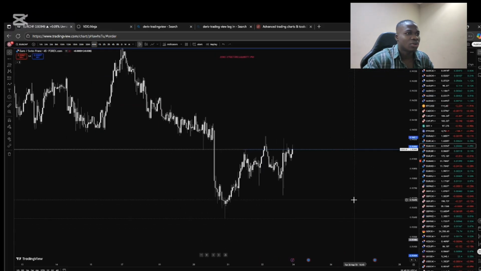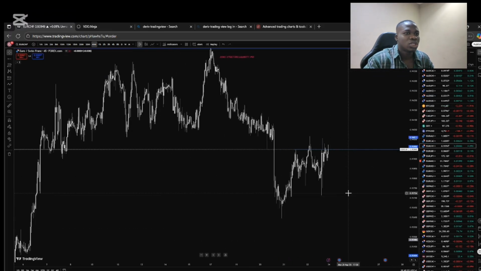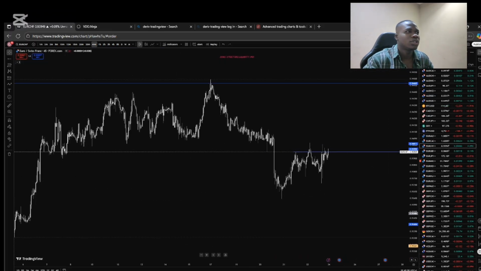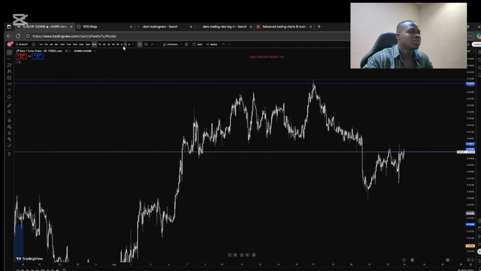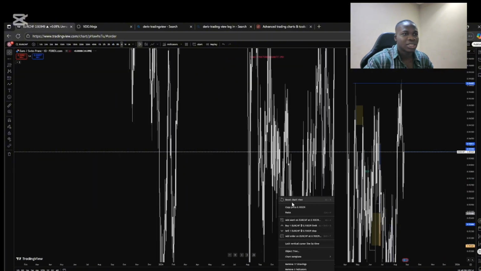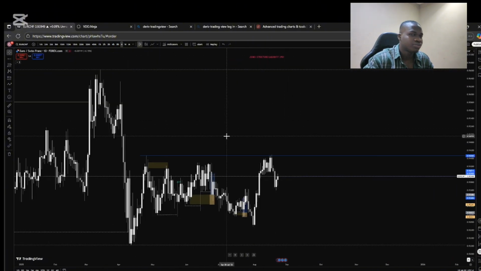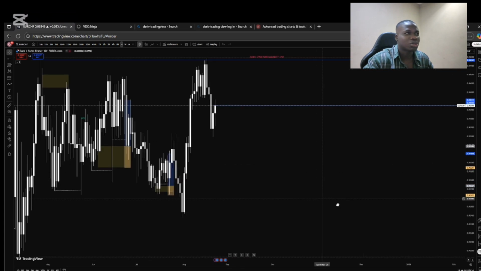So now Euro CHF. On Euro CHF, drop down to daily, you can see there's some sell side liquidity that has been taken.